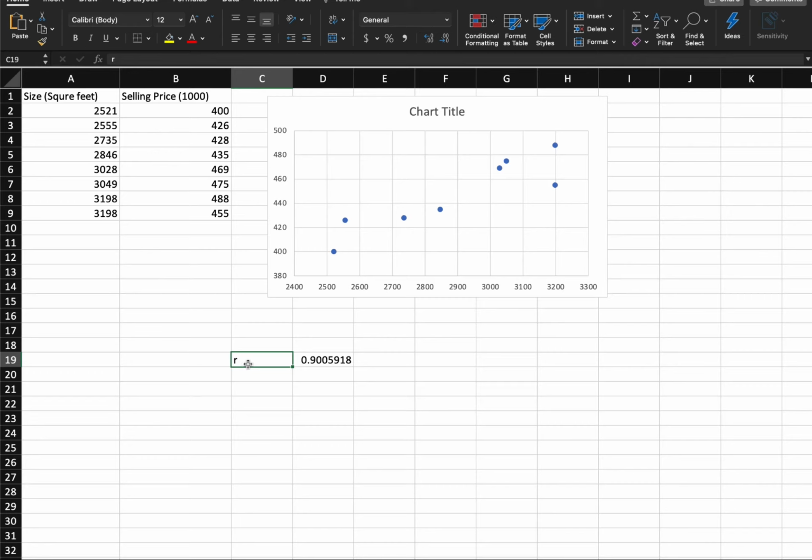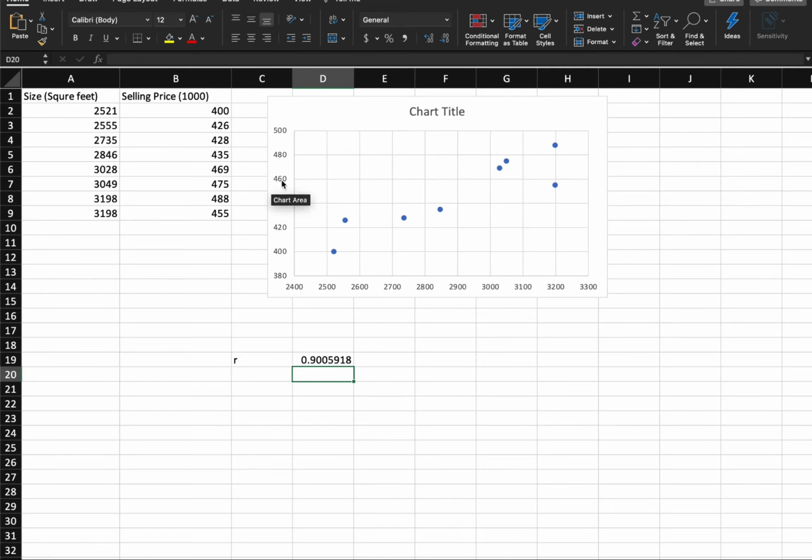So our correlation coefficient R is going to be equal to 0.9005918. And remember that since it's positive, that means we have a positive association, which is what we're seeing here, because it's going upwards. And if R is getting close to 1, it means it has a perfect positive linear association. It's not equal to 1, but it's pretty close. So that means there is a pretty high positive linear association between size of house and their selling price. So this is how you calculate your correlation coefficient.